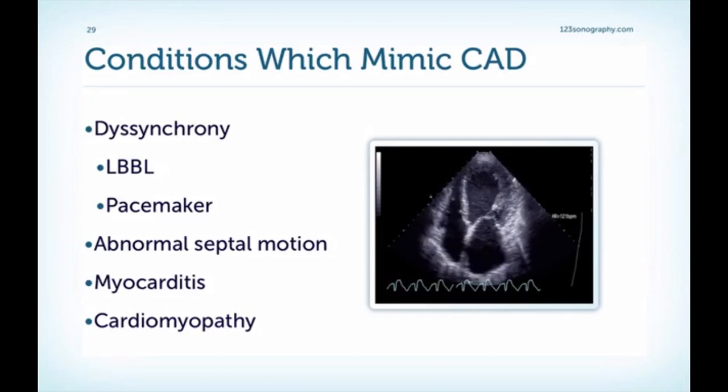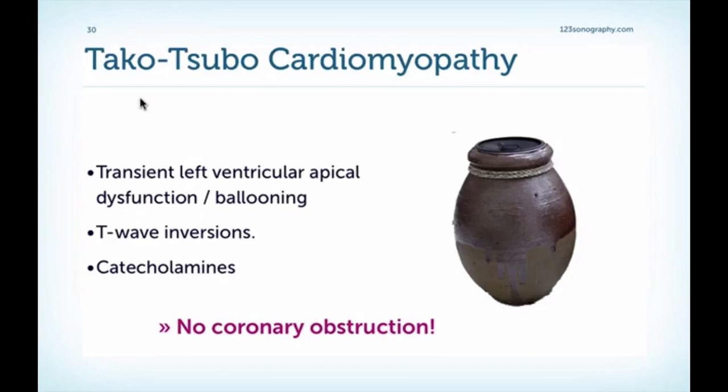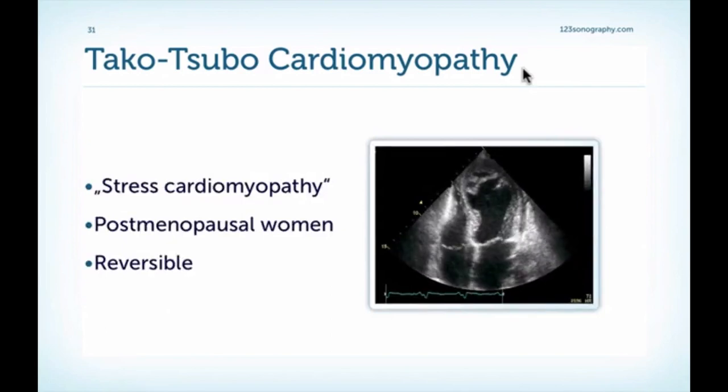Another cardiac disease entity which is associated with regional wall motion abnormalities is the so-called Takotsubo cardiomyopathy. Just for review, Takotsubo is defined as a transient left ventricular apical dysfunction associated with apical ballooning and T-wave inversions of the ECG. It is also called stress cardiomyopathy because it's associated with elevated catecholamines and, importantly, no coronary obstruction. Here's an example of a Takotsubo cardiomyopathy.